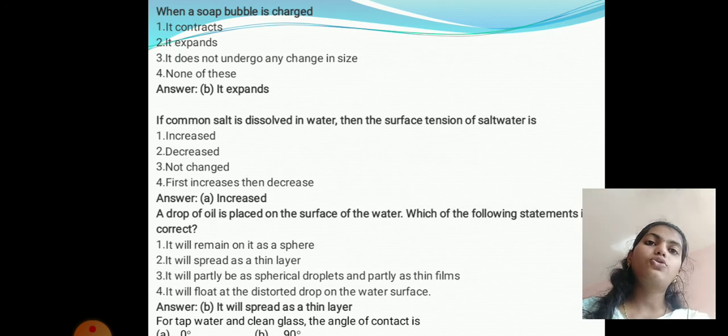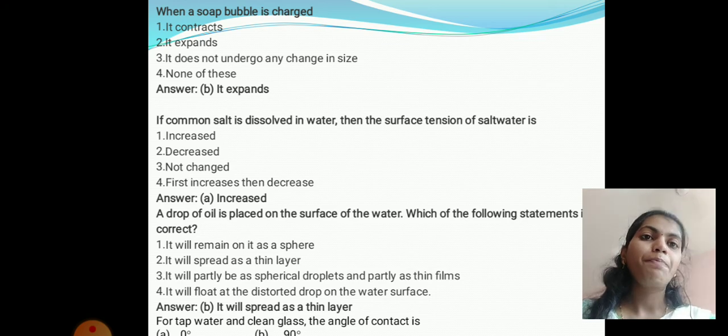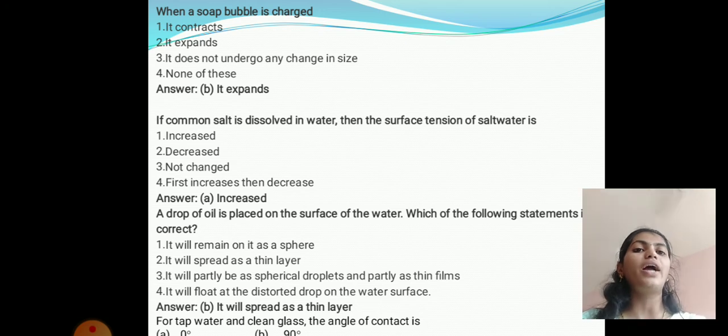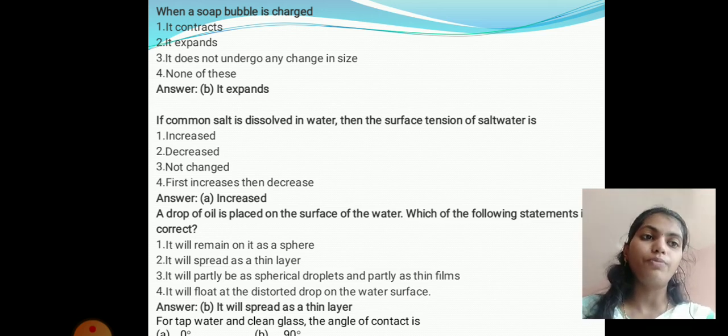Now, when a soap bubble is charged, what happens? It contracts, it expands, it does not undergo any change in size, or none of these. It expands. In normal condition, some types of forces act on the soap bubble, and if it's charged, then a larger amount of forces act on it. Because of that, it expands.